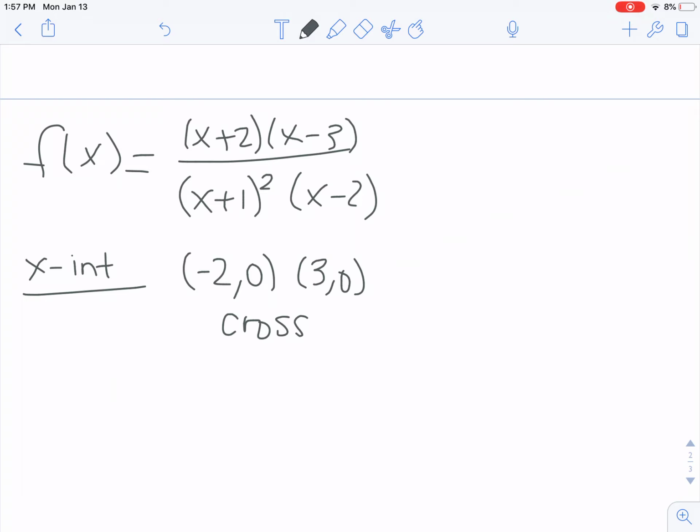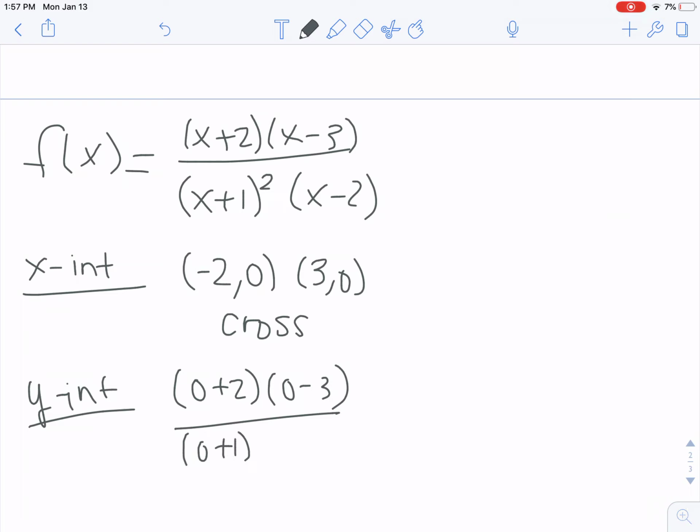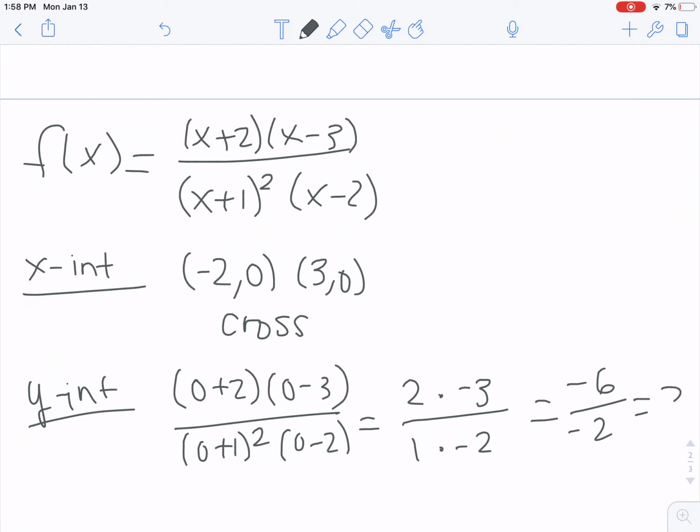So then we're going to go to the next step, which is to find my y-intercept. So for your y-intercept, you're going to let x equal 0. So if I let x equal 0, on top that gives me 2 times -3, which is -6. And on the bottom that gives me 1, because 1 squared is 1, times the -2. And that gives me -2. So my y-intercept should be at 3. Remember, we always write these as ordered pairs, so this ordered pair is at 0, 3.